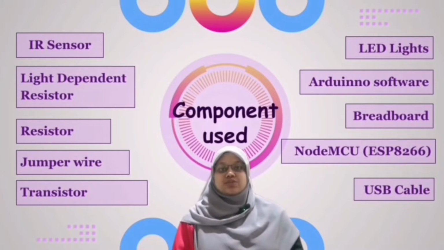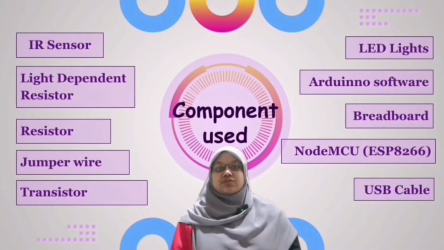The IR sensor is used to detect the vehicles on the road. The light-dependent resistor is a component whose resistance changes depending on the intensity of the light that falls upon it. A resistor is used to reduce current flow, adjust signal levels, divide voltage and terminate transmission lines. Jumper wire is used to interconnect components on the breadboard. LED lights will act as the street light.